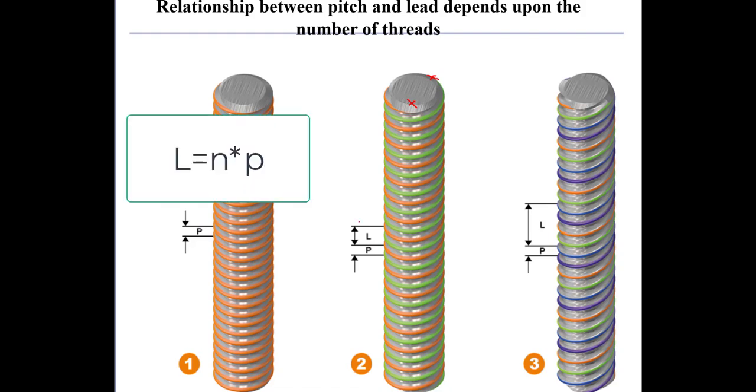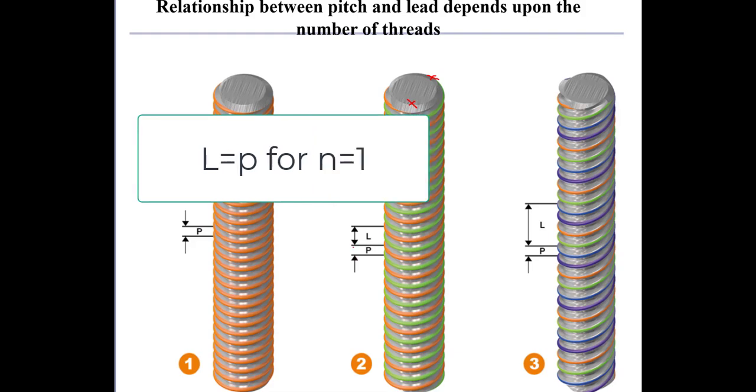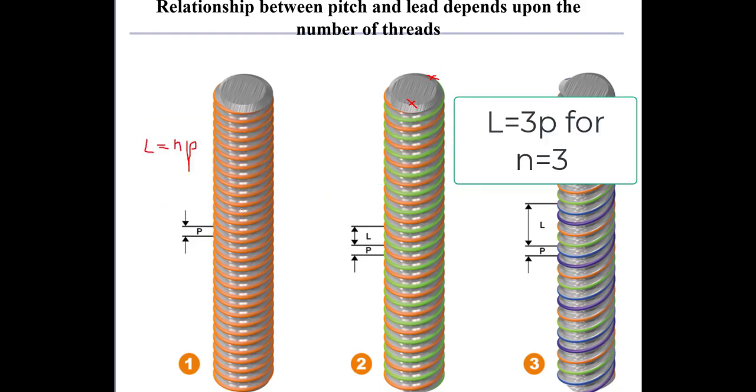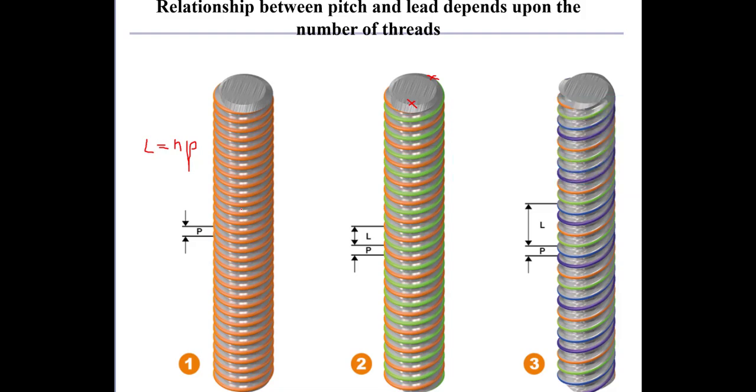The pitch is equal to the lead if the number of threads is 1, so the lead L is going to be equal to the number of threads times the pitch. So if n is equal to 1, the lead is equal to the pitch. If it's equal to 2, the lead is equal to twice the pitch. And if the number of threads is equal to 3, the lead is equal to 3 times the pitch. It is simply how far the bolt will advance for one complete turn of the bolt.